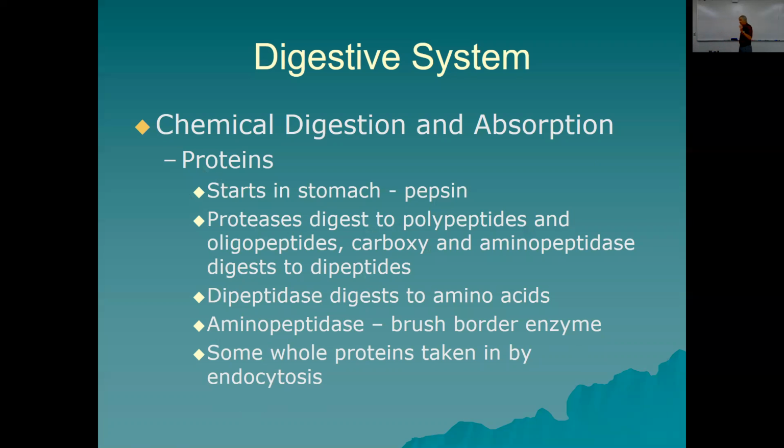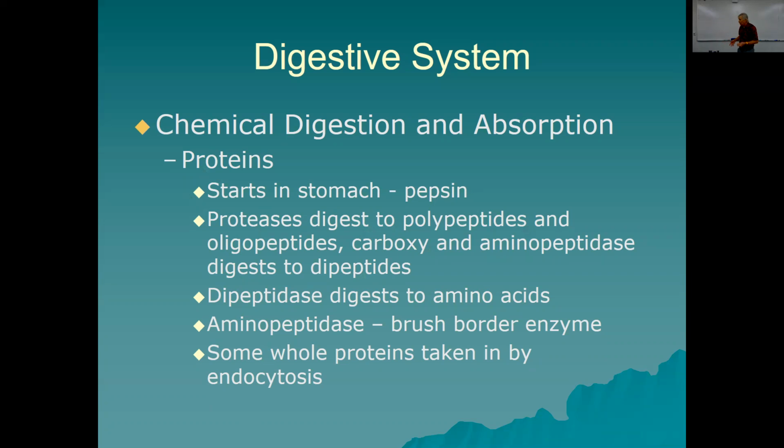Proteins. Digestion starts in the stomach with pepsin, which is converted from pepsinogen by the hydrochloric acid in the stomach. Proteases are enzymes that break down protein, digesting the polypeptides into oligopeptides. So a polypeptide really is a protein, like a polysaccharide is a carbohydrate. It's similar to carbohydrate digestion, going to oligopeptides, which are a few amino acids long.